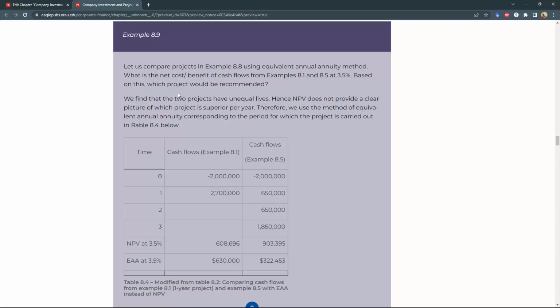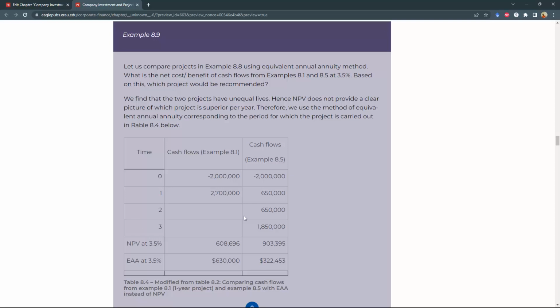Example 8.9. Let's compare projects in example 8.8 using the equivalent annual annuity method. What is the net cost benefit of cash flows from examples 8.1 and 8.5 that we used in example 8.8 at 3.5%? Based on this, which project would be recommended? We find that the two projects have unequal lives, hence NPV does not provide a clear picture.